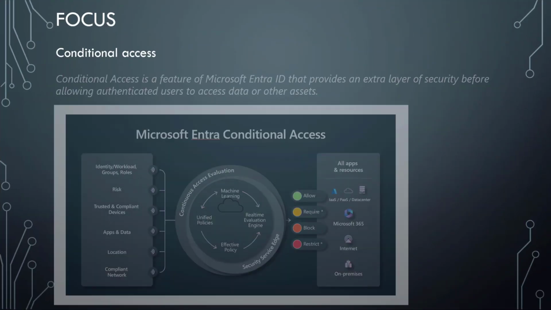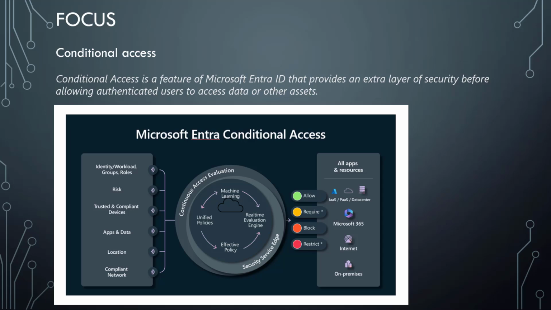If you've never heard that term, well, here's a short and small graphic for you. So conditional access is a feature of Microsoft Entra, and it provides an extra layer of security that can control access to a Power App. So how does it work?